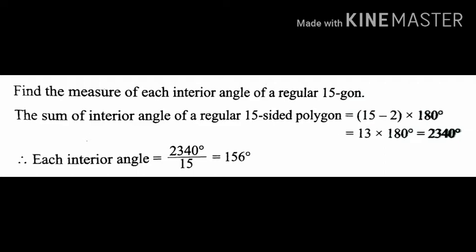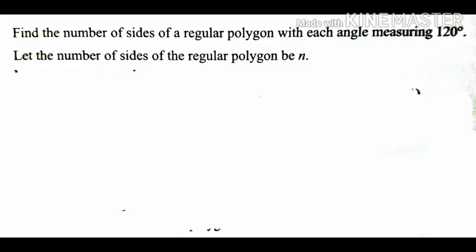But if you have to find the measurement of one angle, then you have to divide the sum of all the angles by the number of sides. That means the sum of all the angles divided by the number of sides gives you 156 degrees.